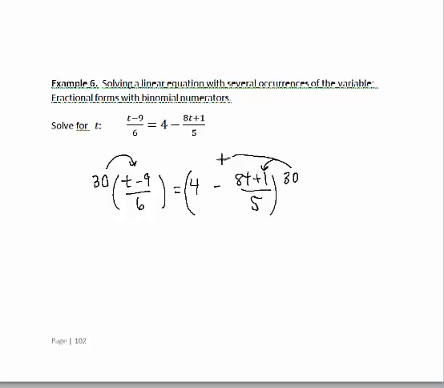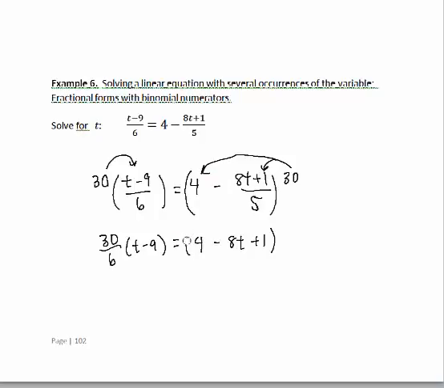And notice on the left I only drew one arrow. That's because we treat this entire fraction as one term. So we would take the denominator as we have before and divide it into the 30. I'll write this one out. You can look at it as writing 30 divided by 6 times t minus 9. And then this one's a little bit trickier, because we have to distribute the 30 twice.